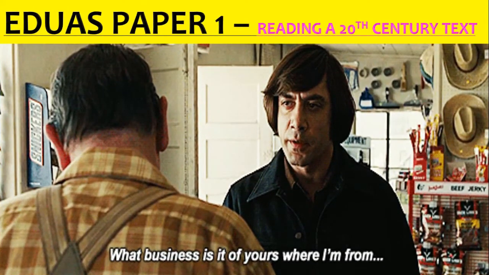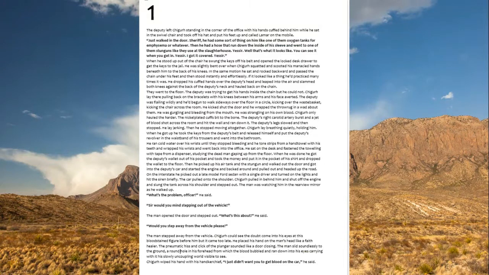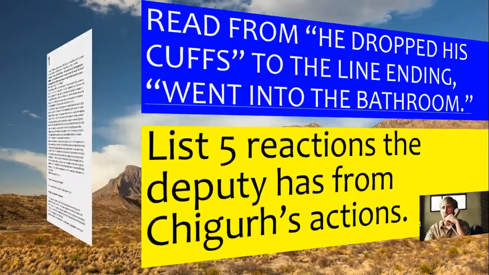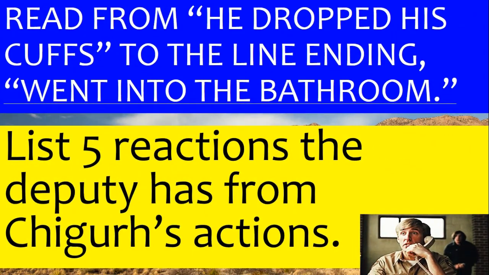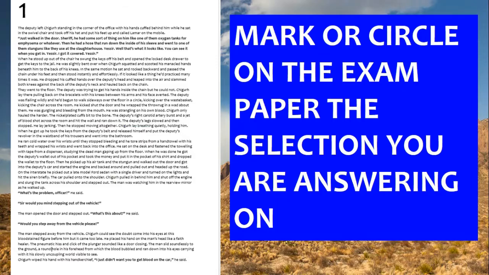So like I say, we're looking at No Country for Old Men, Cormac McCarthy. I would have a text like this in my exam. I probably have about a page and a half actually. But my question is, read from "he dropped his cuffs" to the line ending "went into the bathroom." In your exam paper you will have the line numbers, so it makes it even more obvious. If you want to get the extract, have a look on bpcenglish.wordpress.com. So my question is going to be, list 5 reactions the deputy has from Shagir's actions. Shagir is the baddie or the evil character.